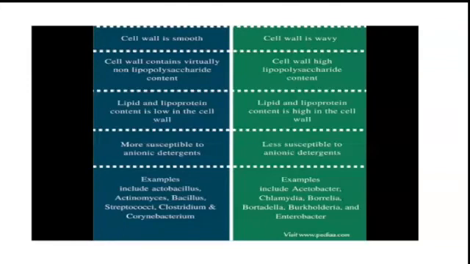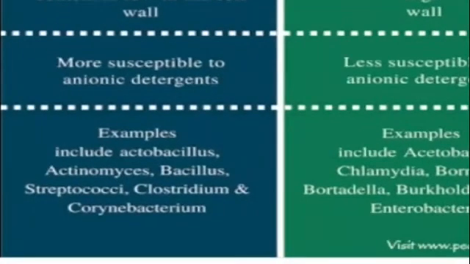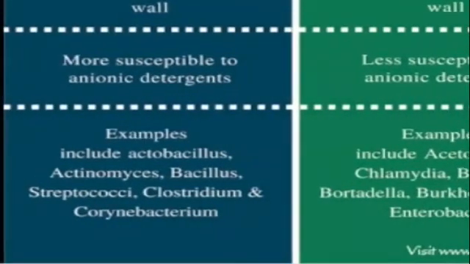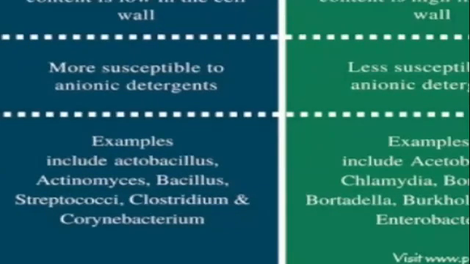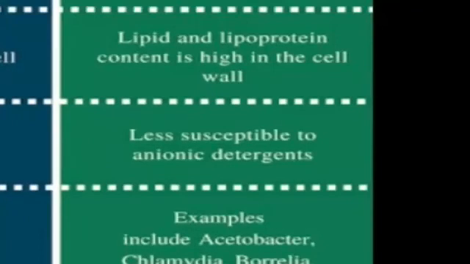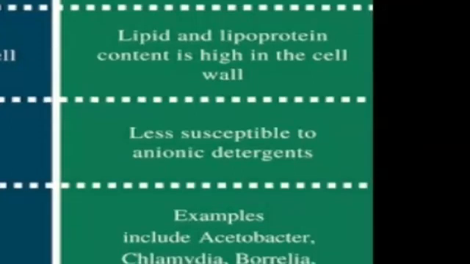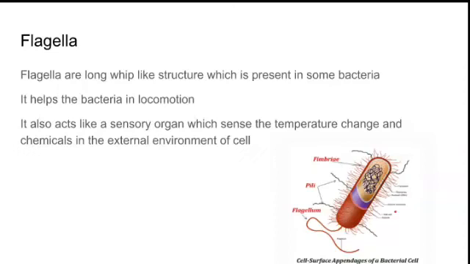Some of the examples of gram-positive organisms are Lactobacillus, Actinomyces, Bacillus, streptococci, Clostridium and Corynebacterium. The examples of gram-negative organisms are Acinetobacter, Chlamydia, Borrelia, Bordetella. So these are some of the examples of gram-negative and gram-positive bacteria.